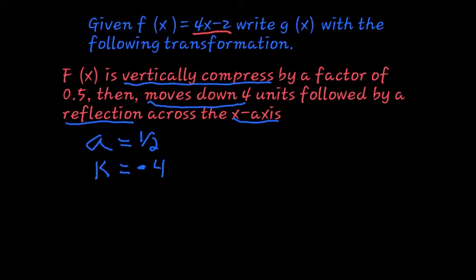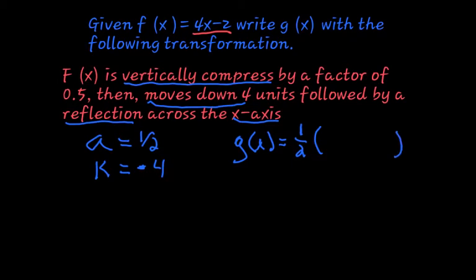So I'm going to have g of x here. For the first transformation, vertically compress, a is outside of the parentheses, so there's my factor outside, and the whole function is going to go inside.